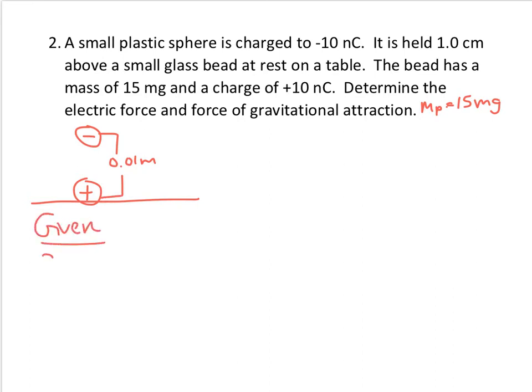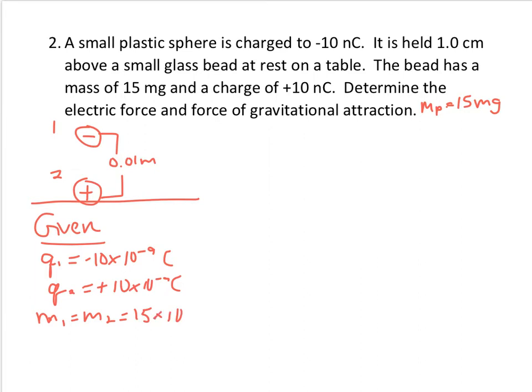Our given information, I'll call this 1 and that 2. Q1 is negative 10 nanocoulombs, so that's 10 times 10 to the negative 9th coulombs. Q2 is positive 10 times 10 to the negative 9th coulombs. So this is an attractive force because they're opposite charges. And the two masses are equal, so mass 1 equals mass 2. They're both 15 milligrams, so that would be 15 times 10 to the negative 6th kilograms.